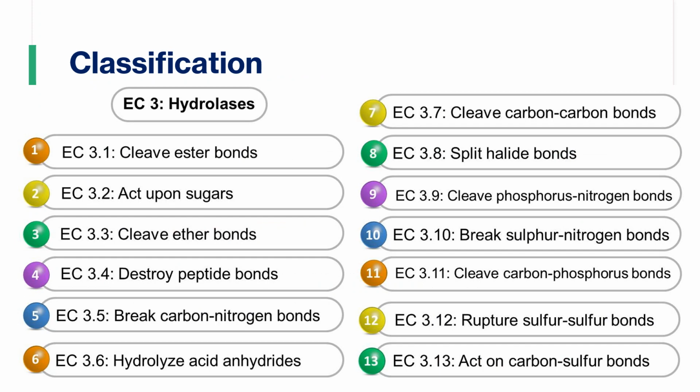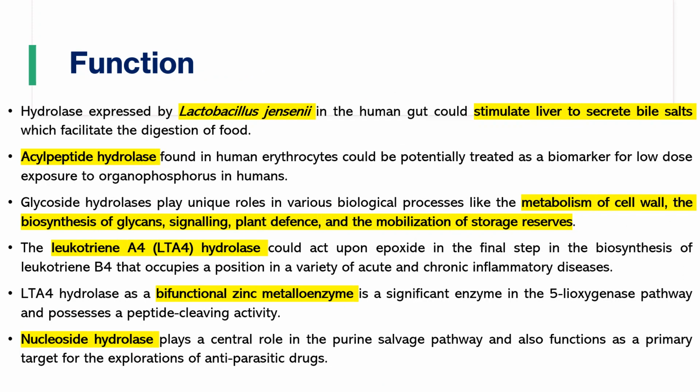Because this is the third class, the first subclass is 3.1, which cleaves the ester bond. 3.2 acts upon sugars. 3.3 cleaves the ether bond. 3.4 destroys the peptide bond. So depending on the different types of chemical reactions, we have different classes of hydrolases. The common examples are almost all the digestive enzymes, which are hydrolase enzymes. Other than that, one expressed by Lactobacillus johnsonii in the human gut could stimulate the liver to secrete bile salts, which facilitate the digestion of foods.